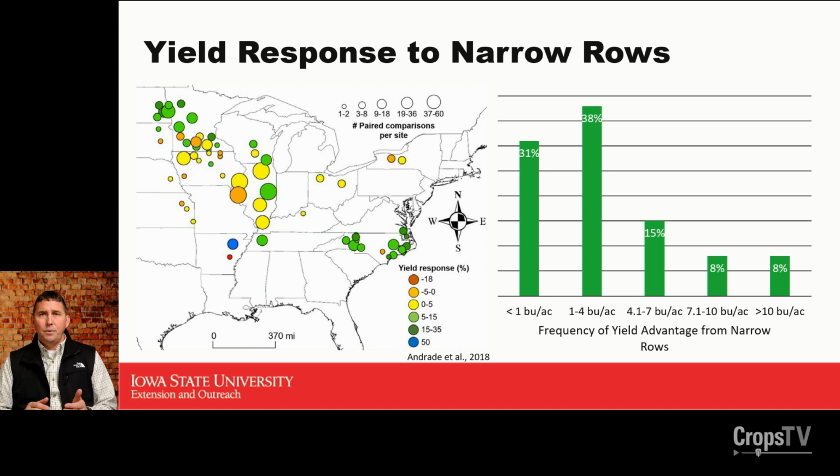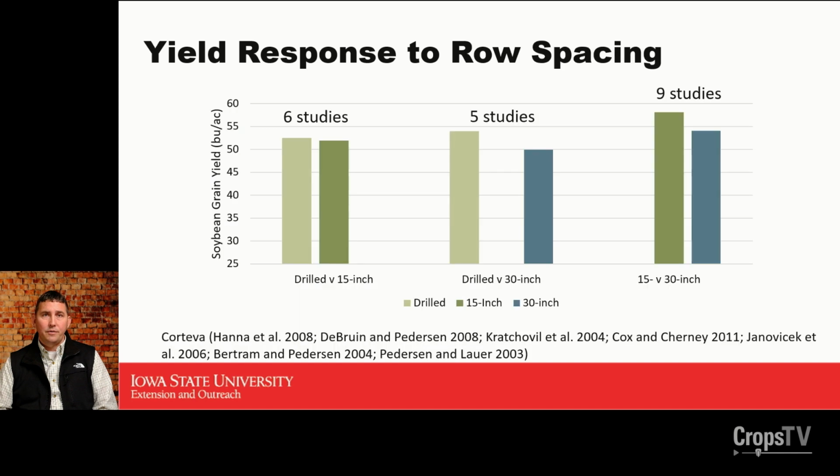Okay. So what we really can find here is that yes, there are situations where we can get a nice yield response to narrowing that row spacing. So going with 15-inch rows or going with drilled soybeans. And then there's some times where we may or may not be seeing a response, and that response just may not be as large as we had wanted to.